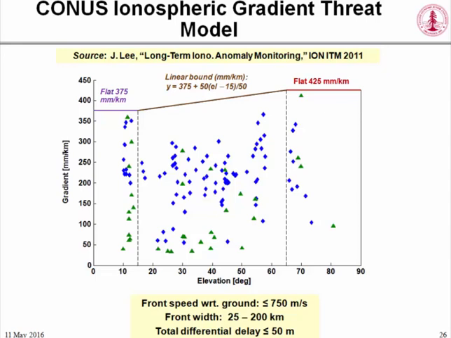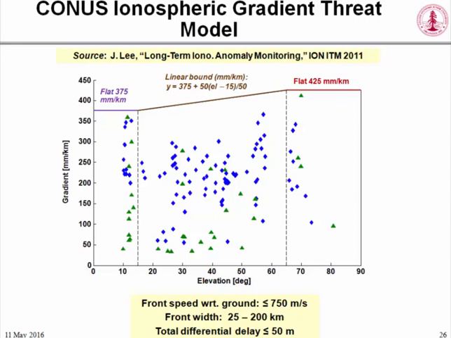We built a threat model based on all the observations we could make in CONUS. Many of these are from that event on November 20th, but there's several other events in here. Observed from data, validated, and then plotted this way. And this forms kind of a threat model showing the maximum gradient. This is really parts in 10 to the minus 6 versus satellite elevation angle.